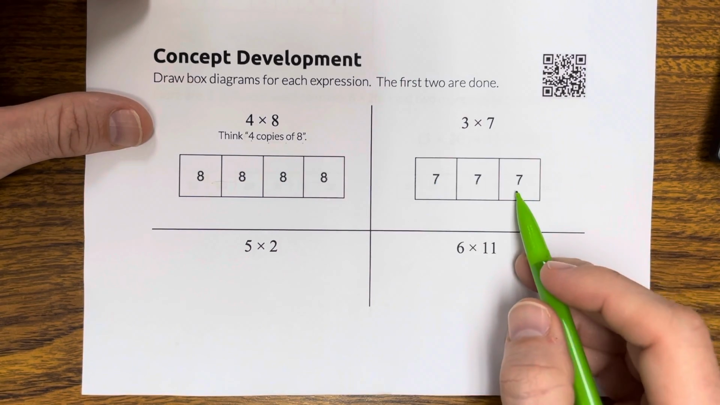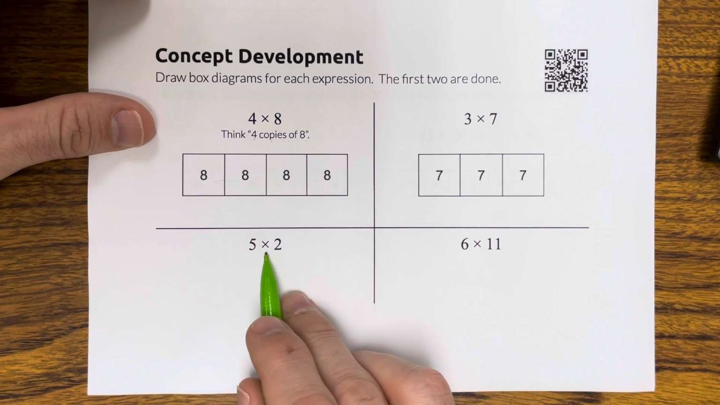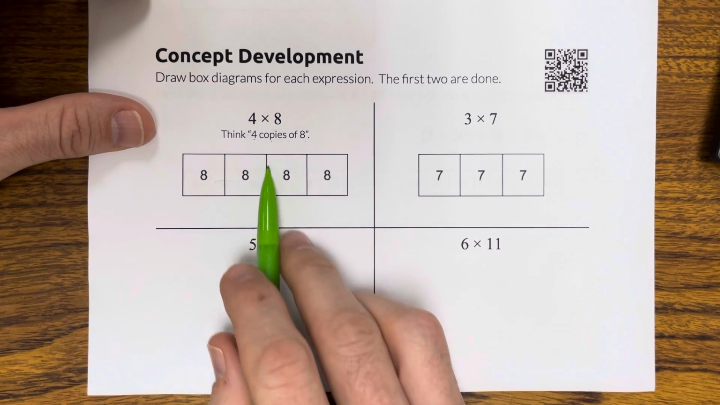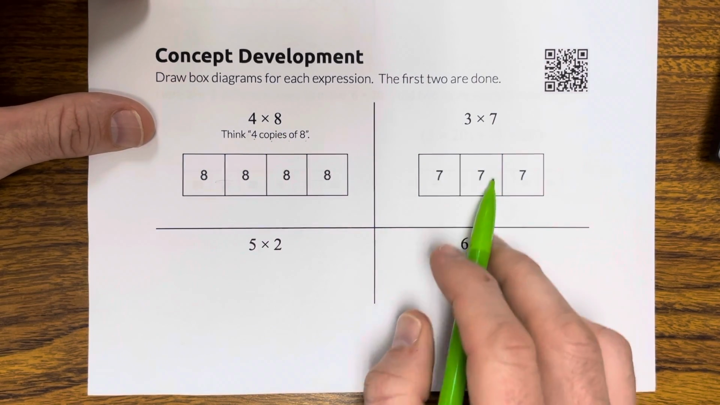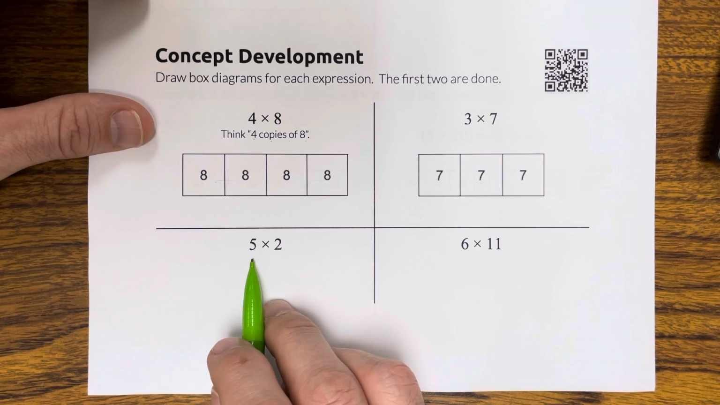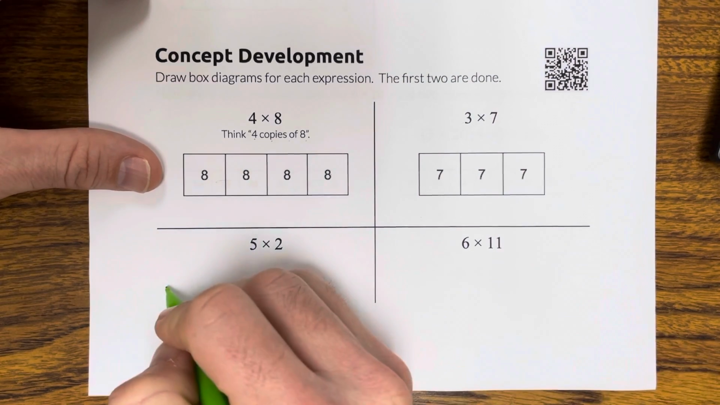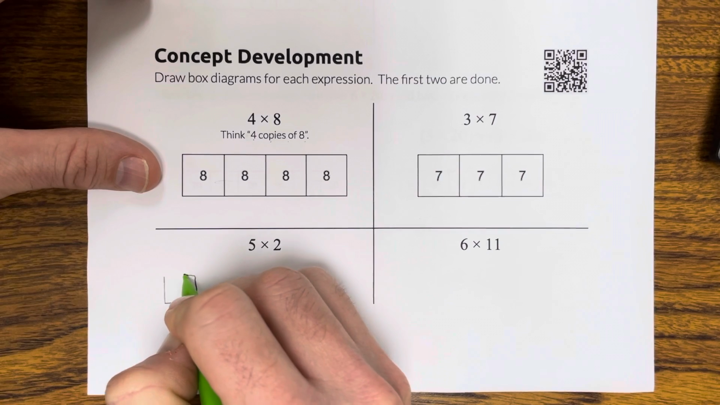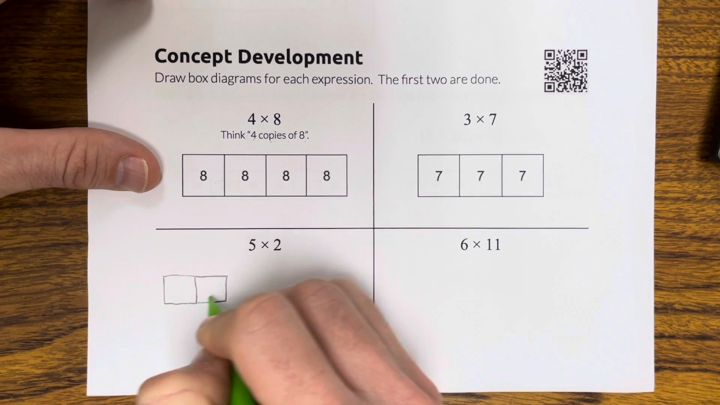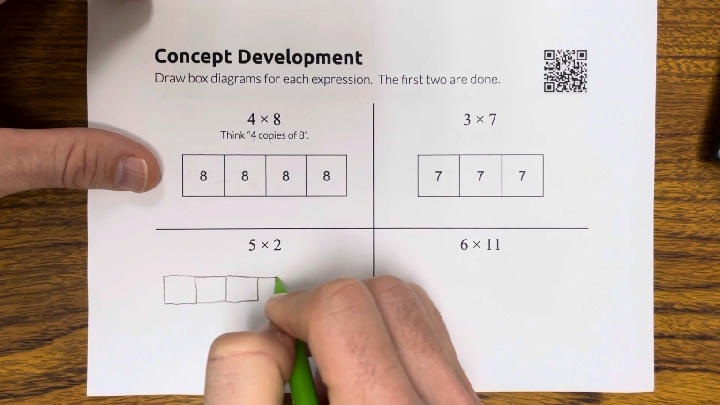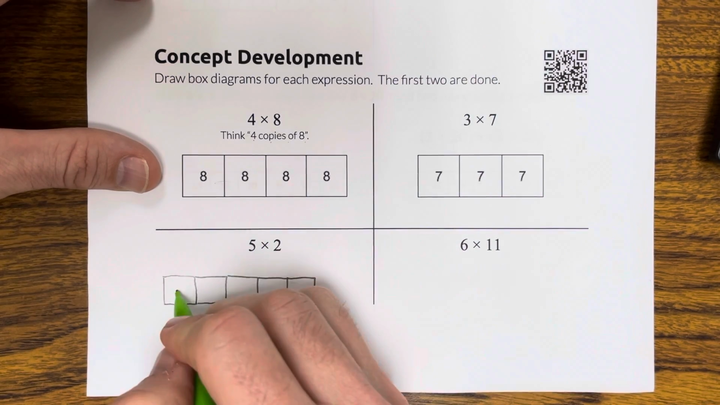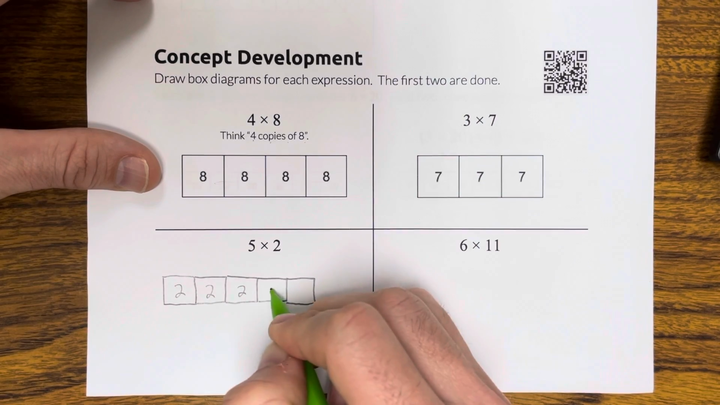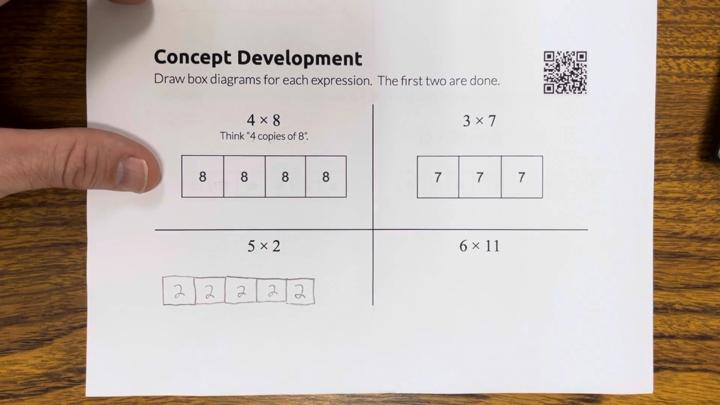So our task is to do the same thing for this example and this example, right? So if we think 4 copies of 8 here, and we think 3 copies of 7 here, what would we think here? 5 copies of 2. And we would draw a diagram like this. 1 box, 2 boxes, 3 boxes, 4 boxes, and 5 boxes, right? Because we're making 5 copies of 2. And that's what it's asking us to do. Just think about it as 5 copies of 2.